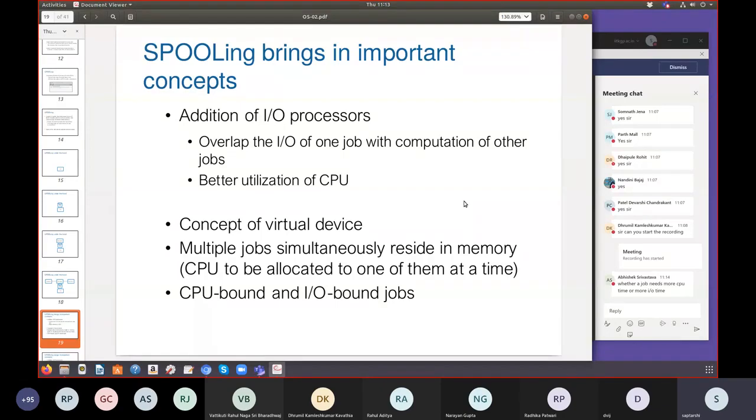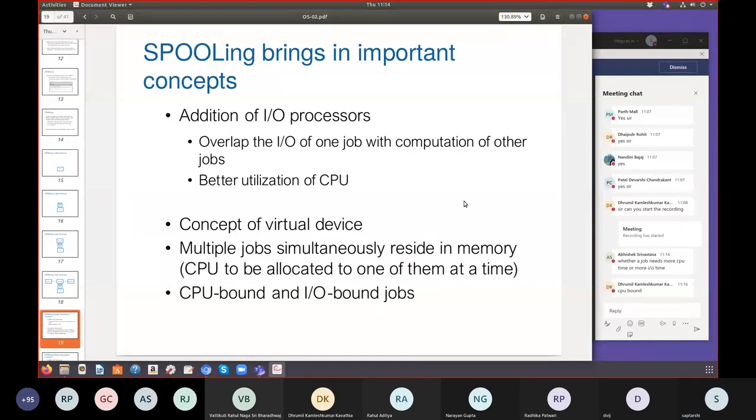So now let me ask, which kind of jobs do you think is necessary for, say, a scheme like spooling to work? CPU bound jobs should be more, or I/O bound jobs should be more? Which kind of job do you think is more preferable for a scheme like spooling? Okay, Dhrubil says CPU bound. Any other answers?